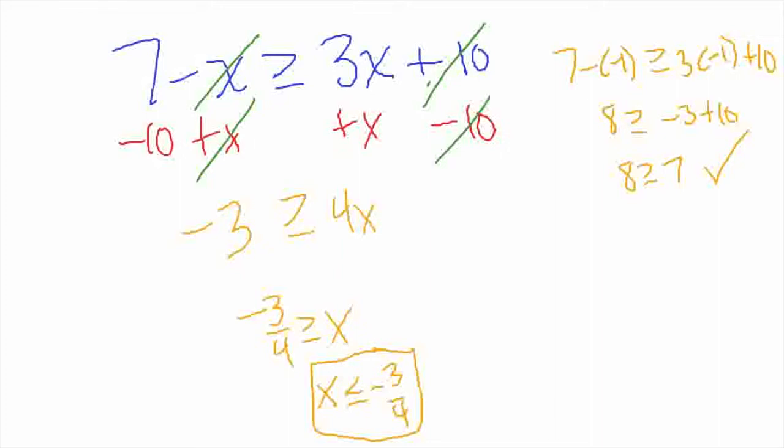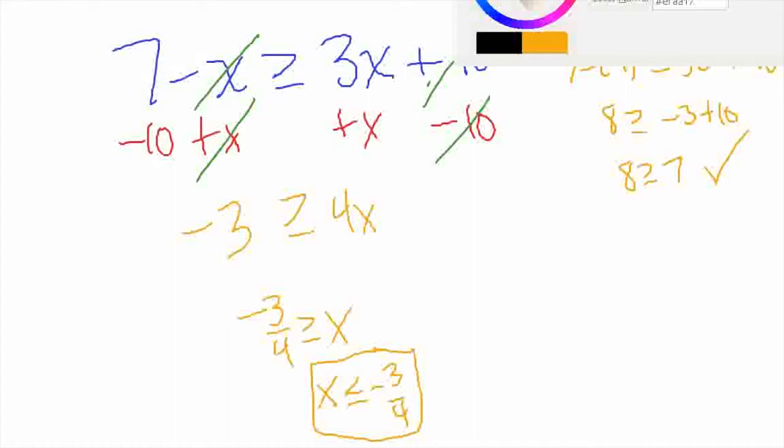Now you might want to plug in more than one value to make sure. You might also want to make sure that if a value doesn't satisfy your answer, then it's not true. That would be even safer. So for example, a nice value to work with that is not less than negative 3/4 is 0. Now I'm going to plug in 0, and I want it to not work.